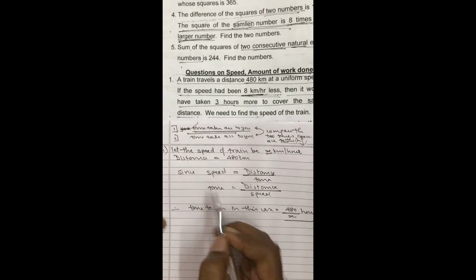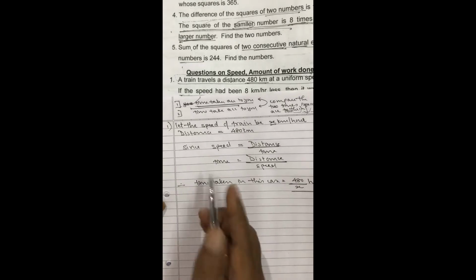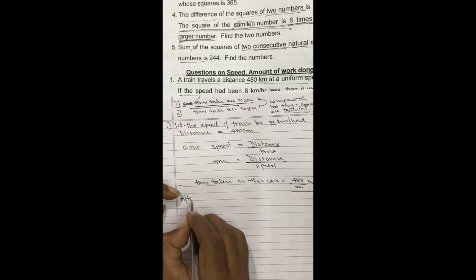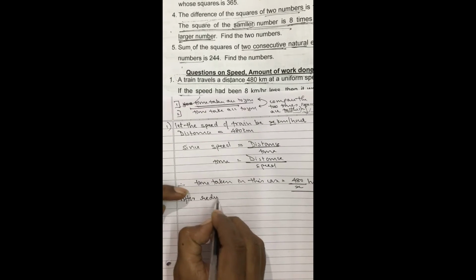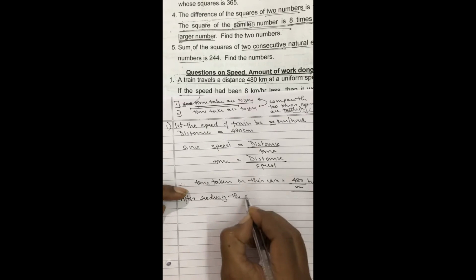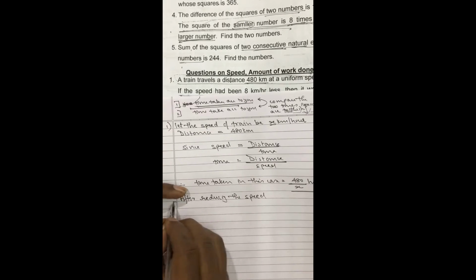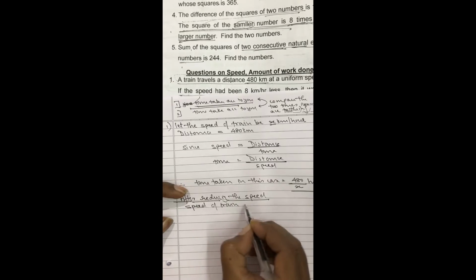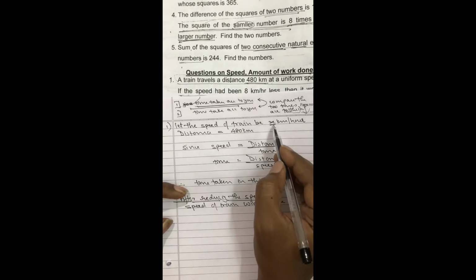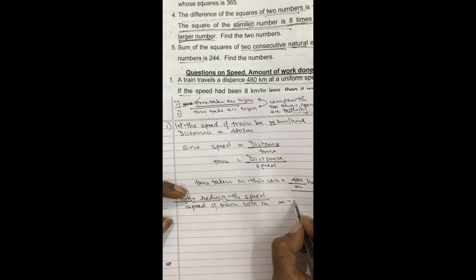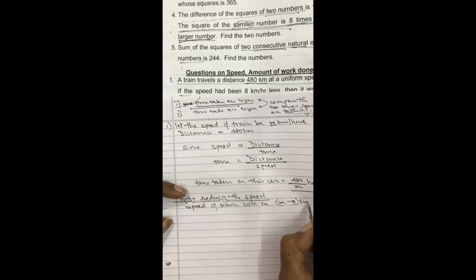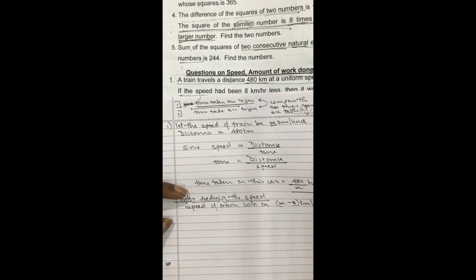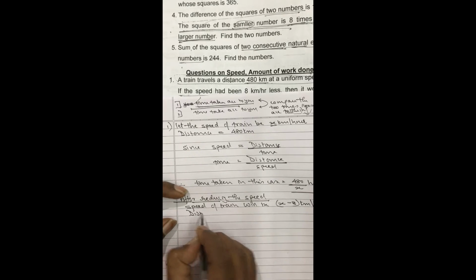Now in the second case, when it would have taken 3 hours more, if the speed would have been 8 kilometer per hour less, after reducing the speed, this is the other condition. The speed of the train will be what now? Initially it was x, it is reduced by 8, so x minus 8 kilometer per hour. This is the new speed, but the distance is still the same.